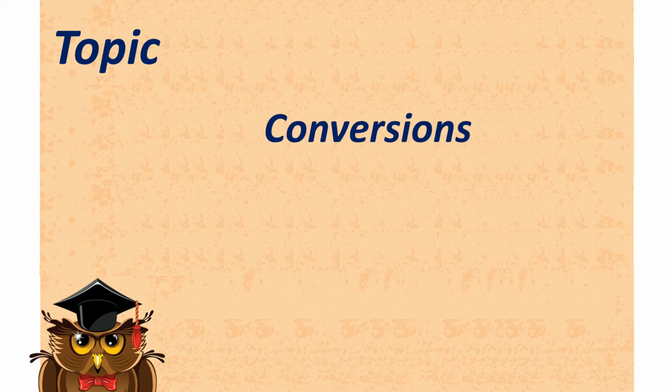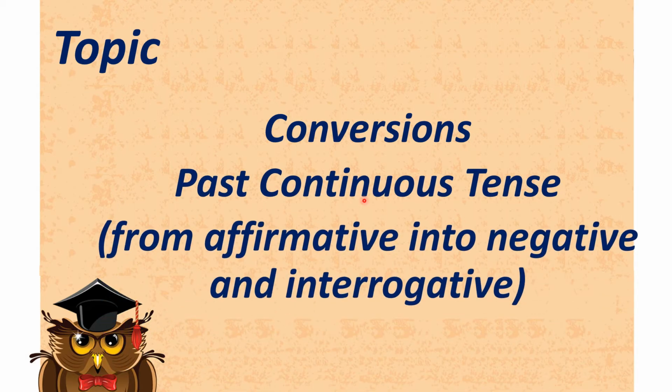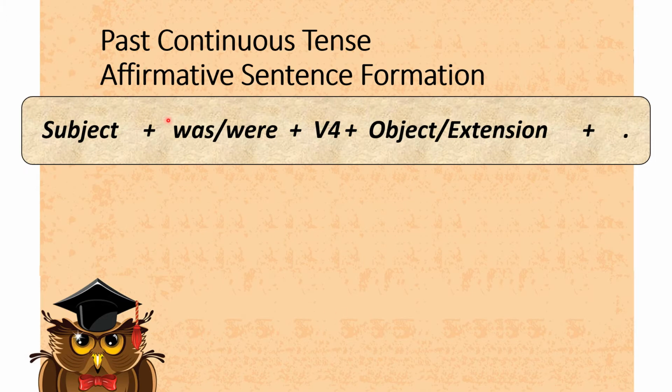Let me now tell you about today's topic. We shall be doing conversions. We shall be converting the given affirmative sentences of past continuous tense into the negative and interrogative forms. Let me first tell you about the formula for writing a correct affirmative sentence of past continuous tense.